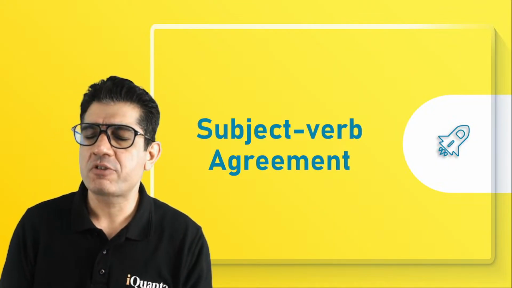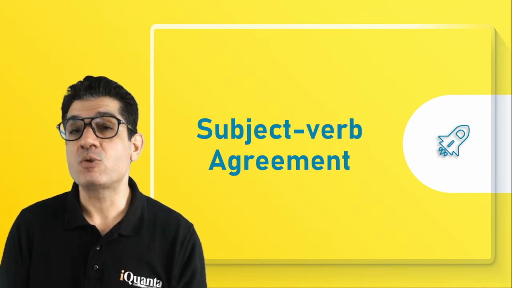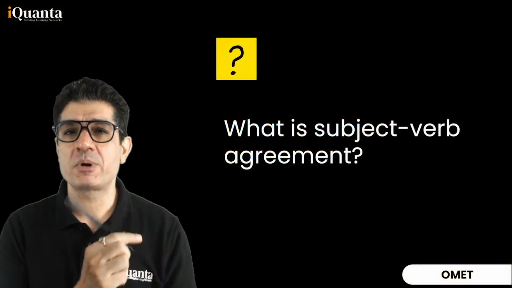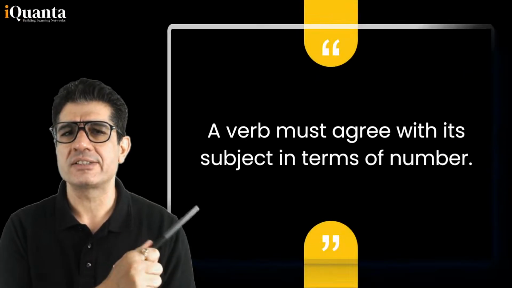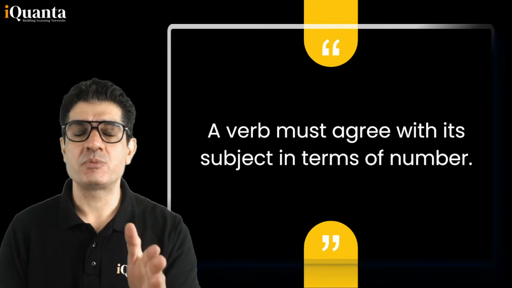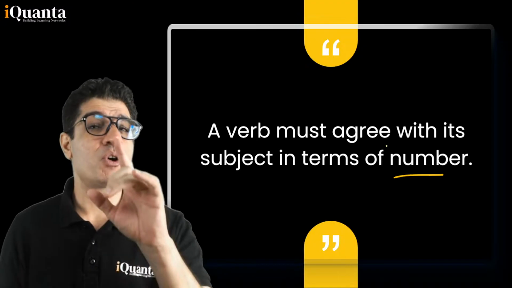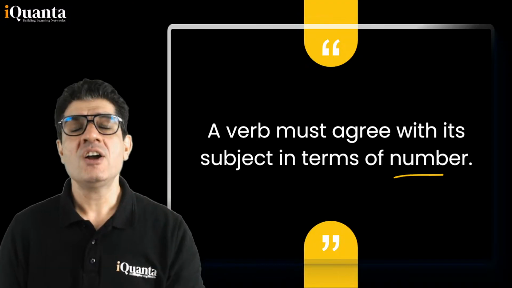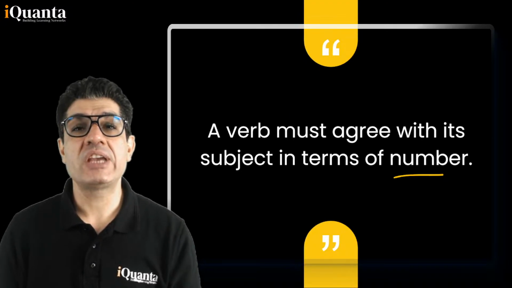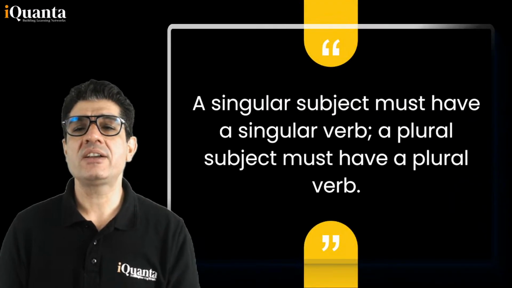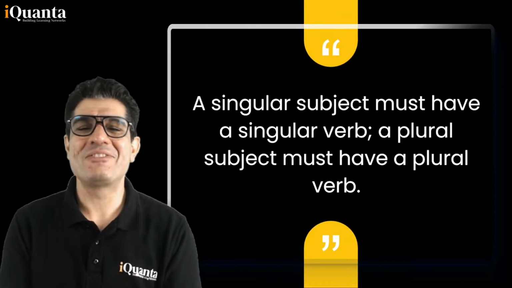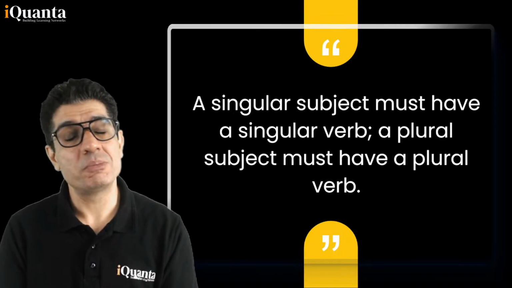Okay. So what is subject verb agreement? It is a very simple and a very foundational rule used in English. So this rule says a verb must agree with its subject in terms of number. That's how a grammar textbook will say this. What it basically means is that in a sentence or in a clause, if your subject is singular, you need to ensure that the verb is also singular, and if your subject is plural, the verb must also be plural.